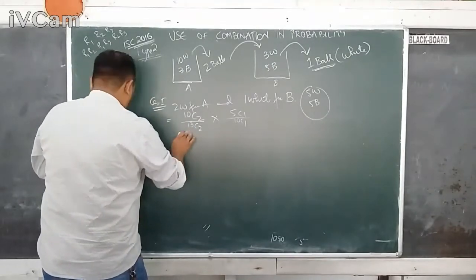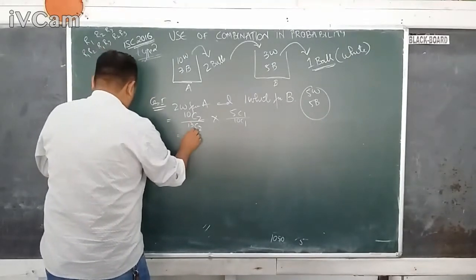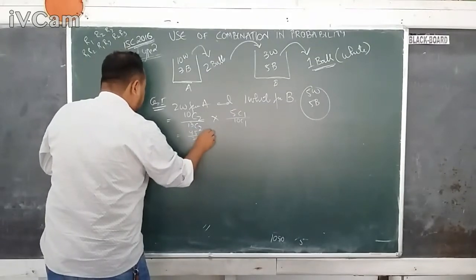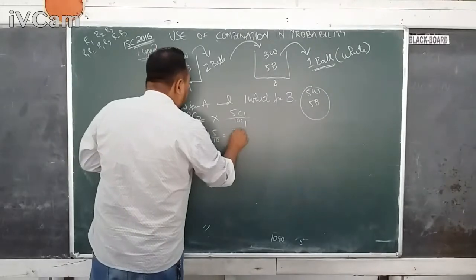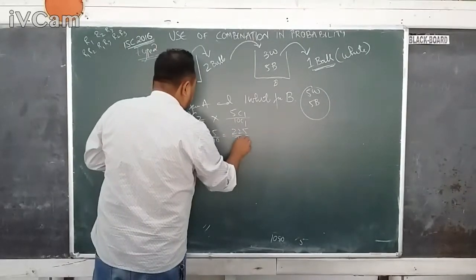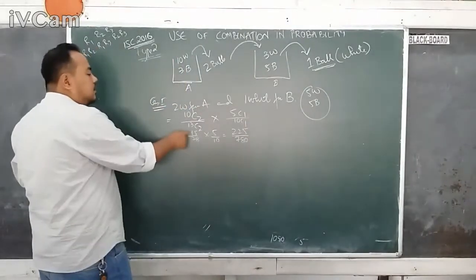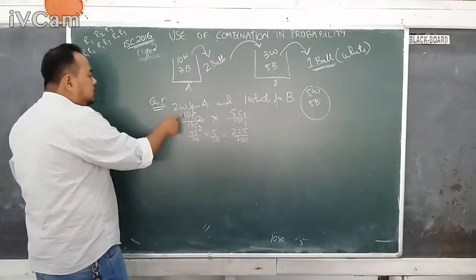This becomes 45 by 78 into 5 by 10. So the value is going to be 225 divided by 780. Please, you can get these values using our scientific calculator combination.